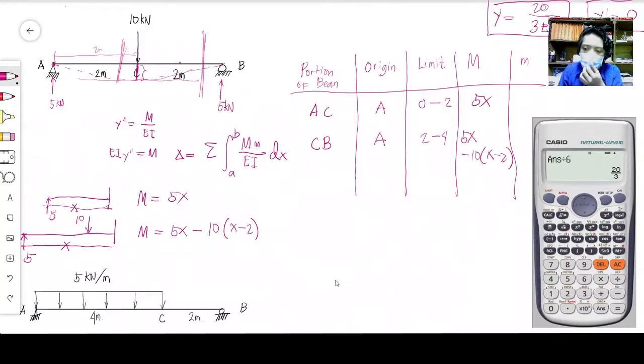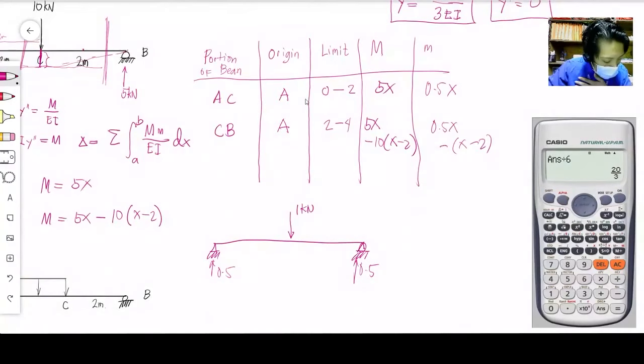Now the virtual load. Take note, what we are finding is the deflection at the mid-span. So we remove the actual load, which is 10 kN, and apply a virtual load, a unit load. This is the beam. We apply 1 kN as the unit load. The reactions are 0.5 and 0.5. So your moment here is 0.5x, and your moment there is 0.5x minus 1 times x minus 2.